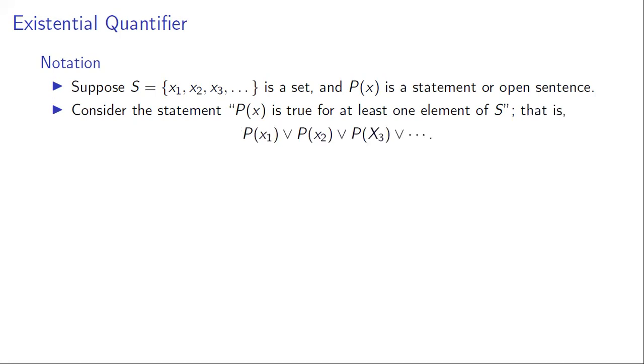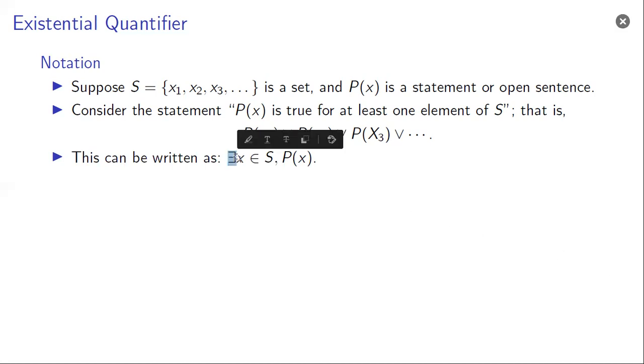In other words, what are we saying? P of X1, or P of X2, or P of X3, or dot, dot, dot. Right? We're saying that P applies to at least one of the elements of the set. This can be written using our new notation, the existential quantifier. This can be written as follows. There exists an X in S such that P of X. So again, the way you read this is, there exists an X in S such that P of X.